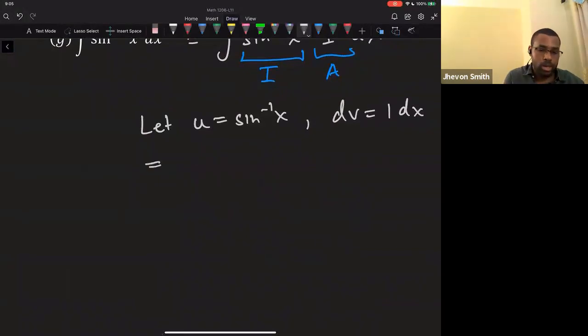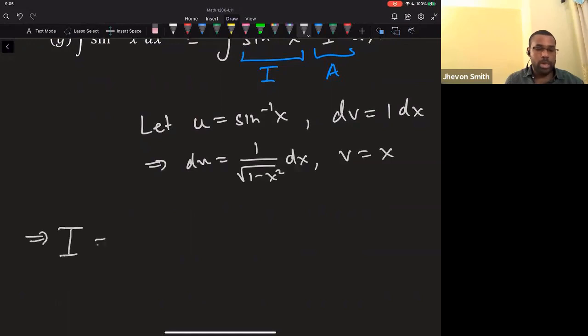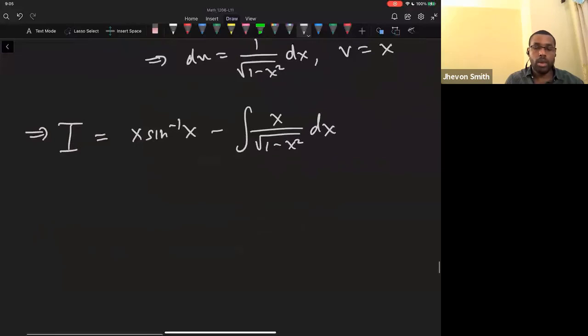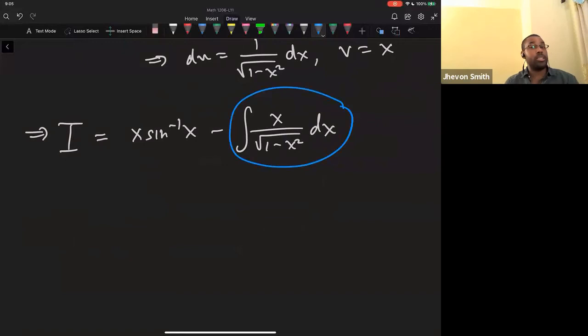So yeah, we know that the derivative of this is 1 over the radical of 1 minus x squared, and v would just be x. So I is equal to u times v minus the integral of v du. Now this is not a basic rule either, but it's not an integration by parts problem either. This is something that we could do with substitution, and we've done similar things here. So here I would just do a substitution.